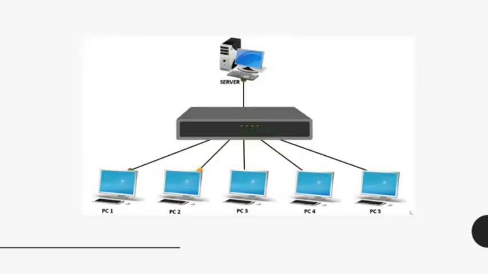A hub is a broadcast device which sends data from one PC to all, but a switch, unlike a hub, is a multicast device which can send data to a particular PC in a network.